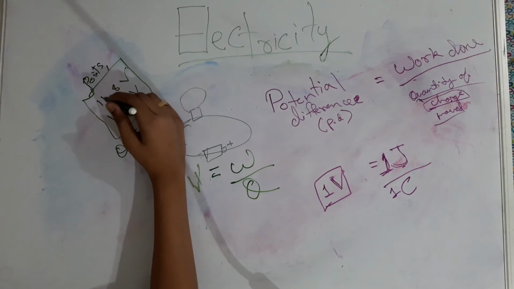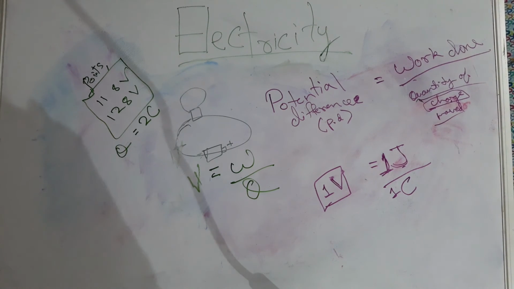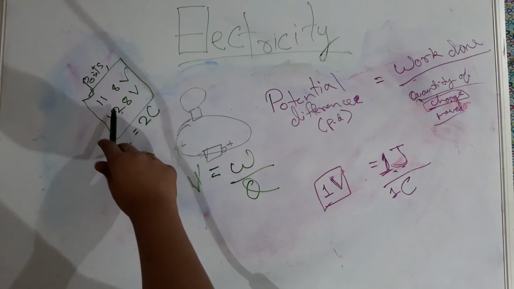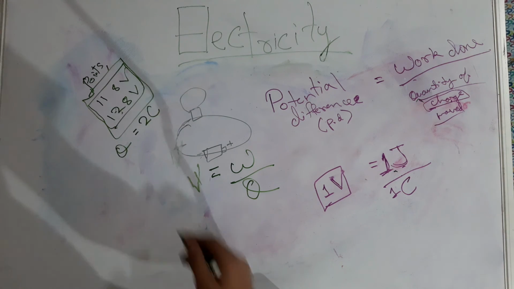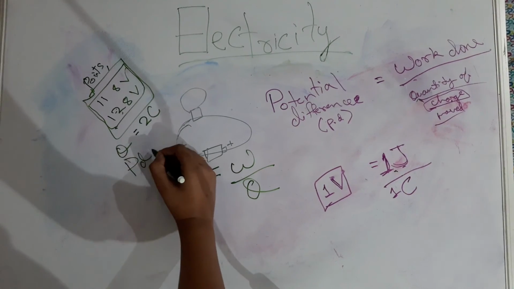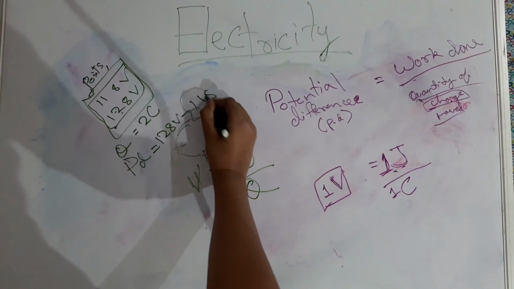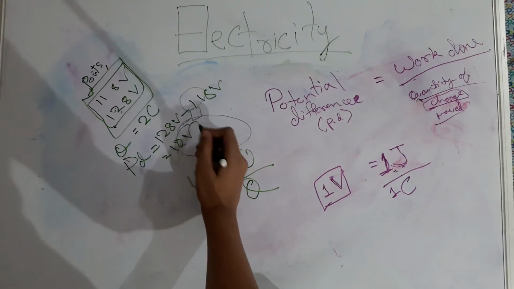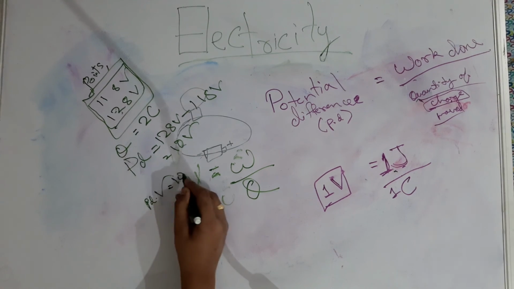Now we have to take out the potential difference, and we have to find the work done, that is W, measured in joules. The potential difference here will be 128 volts minus 118 volts. So the potential difference, or just PD, is equal to 128 volts minus 118 volts, which is equal to 10 volts.